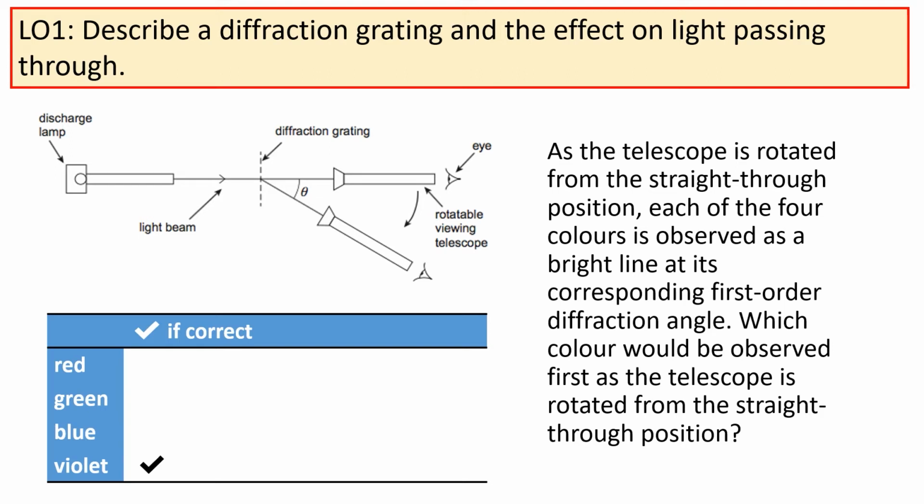And the correct answer is violet. What you may have noticed before is that light with a shorter wavelength, for example violet, is diffracted through a smaller angle than light with longer wavelength, for example red.